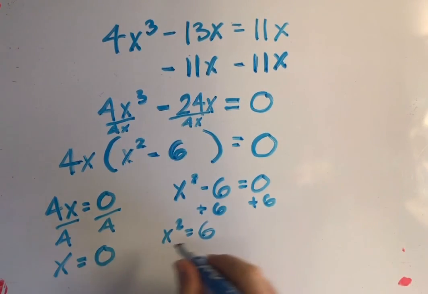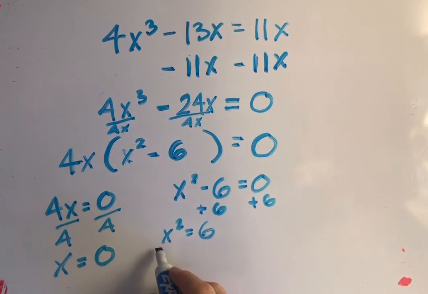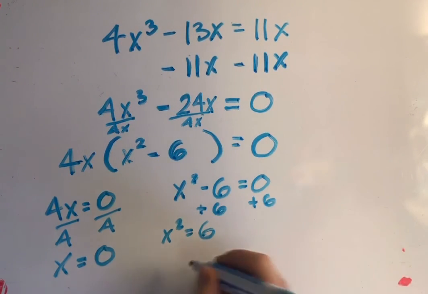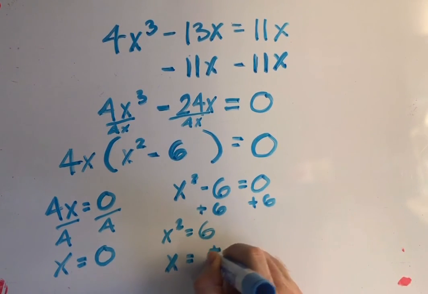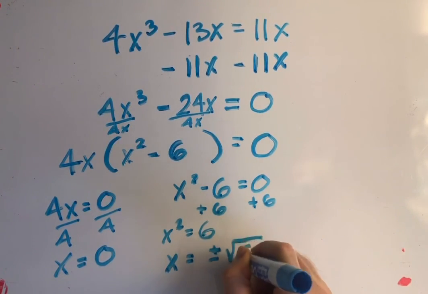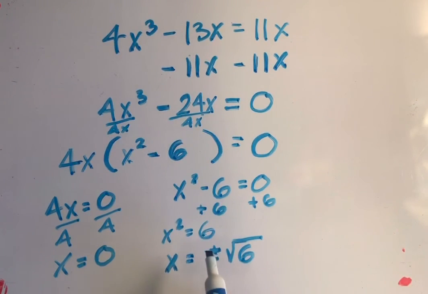If x squared is equal to 6, I take the square root of both sides. But it's also plus or minus square root of 6, because if I square negative square root of 6, I get 6. If I square square root of 6, I get 6. So our answers here are 0 and plus or minus the square root of 6.